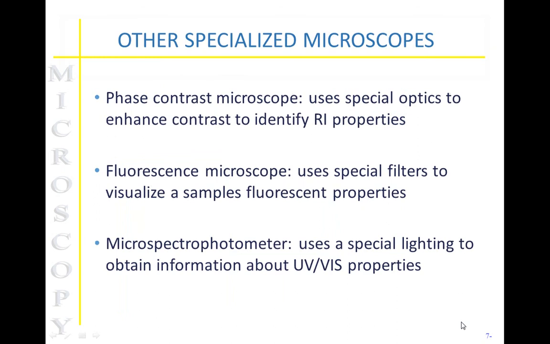There are several specialized microscopes that are also used in a forensic laboratory, primarily in the trace section of the laboratory. A phase contrast microscope uses special optics that help enhance the identifying refractive index properties of samples. The special optics provide additional contrast to the samples. A fluorescence microscope uses specialized filters to visualize any fluorescent properties that a sample may display. And a microspectrophotometer uses special lighting to obtain information specifically about the ultraviolet or visible properties of a sample.